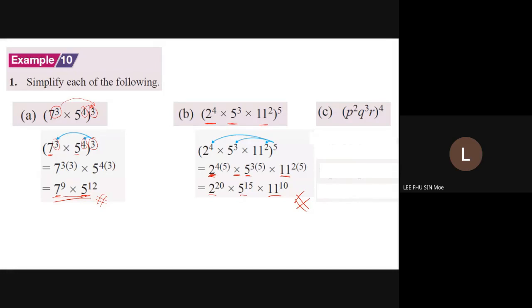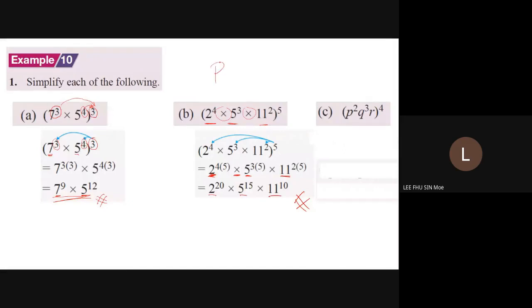Next one, question C. They didn't write down the multiply sign. Usually the previous two questions have a multiply sign, right? But this one doesn't have. What does it mean if there isn't one? Actually, if there is nothing here, it means that it is a multiply. It is actually the same thing as this one.